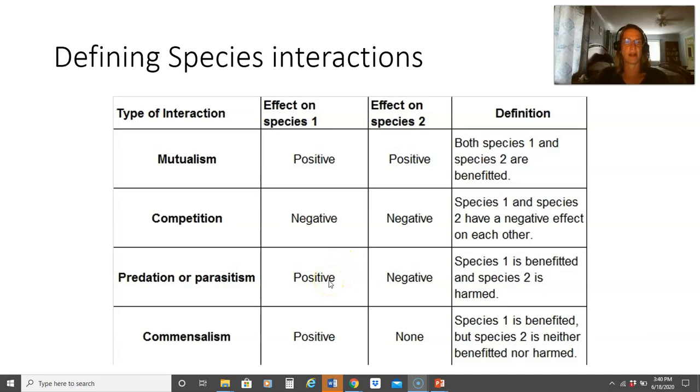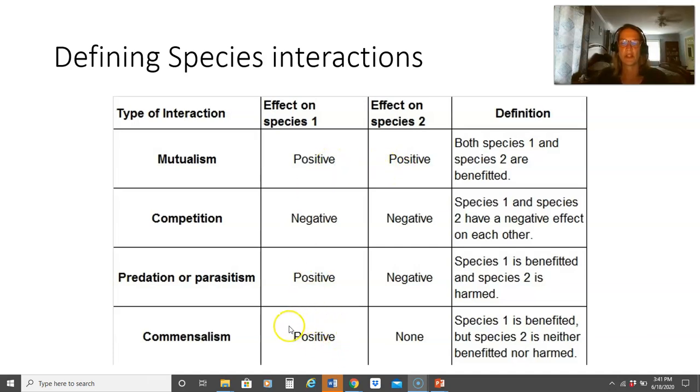And then we have symbiosis, and mutualism, commensalism, and parasitism all fall under symbiosis, and we'll talk about why that is in just a few minutes. But in mutualism, you have individuals of two different species interacting, and both of them are getting some positive benefit from that. Both species 1 and 2 are benefited. There are so many examples of mutualism, and I'm only going to be able to talk about one or two of them.